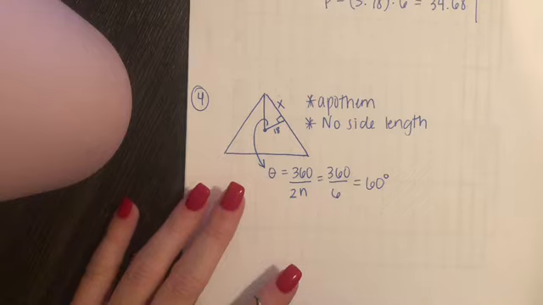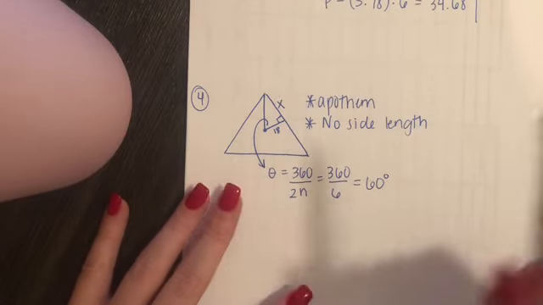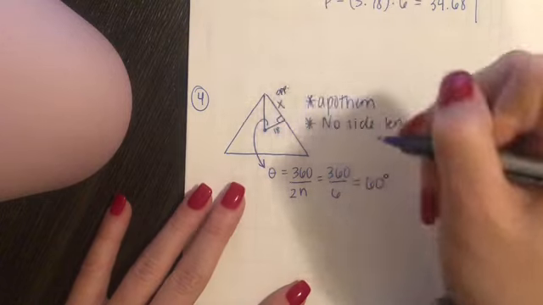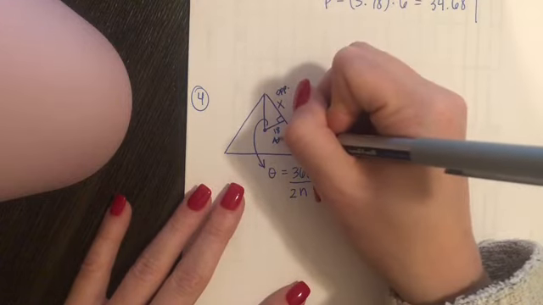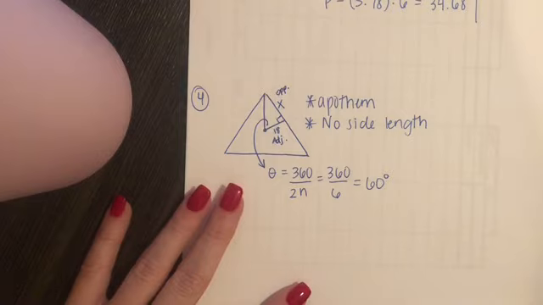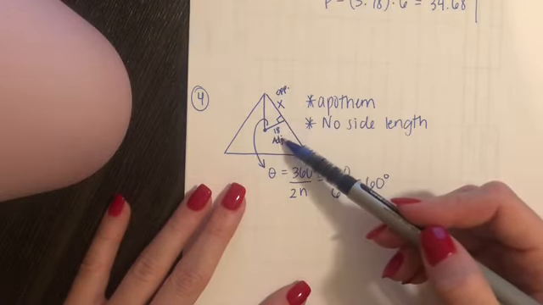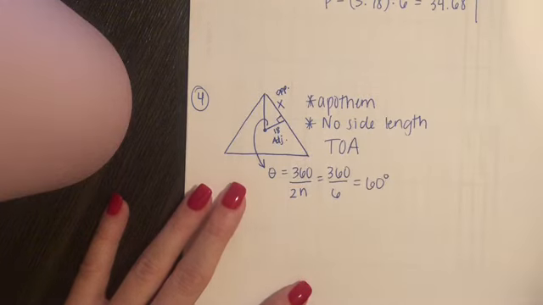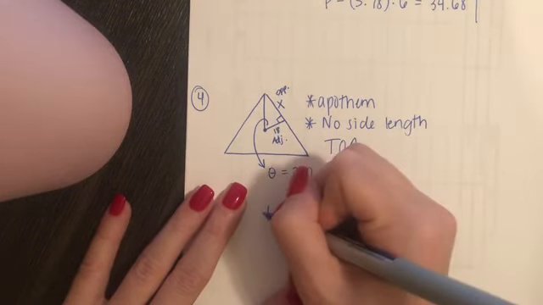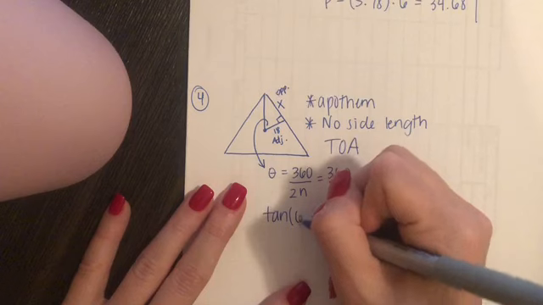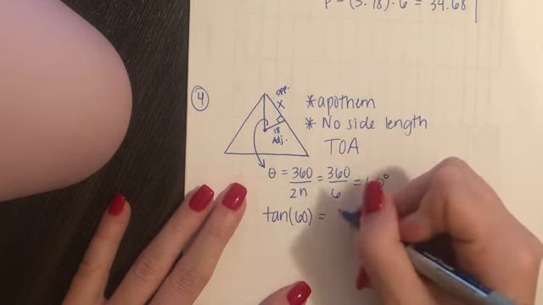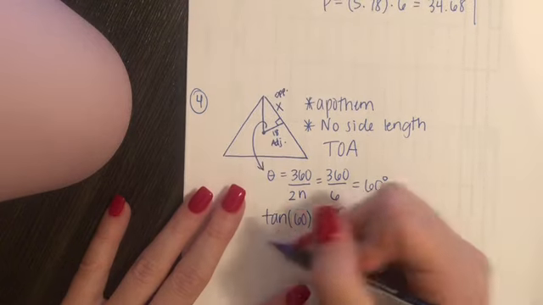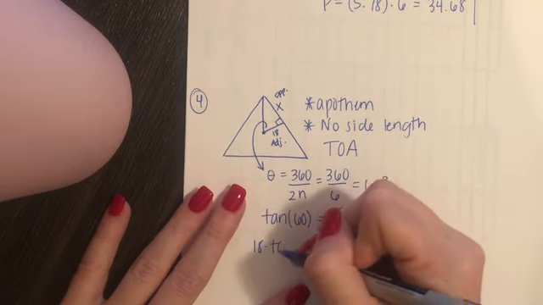Now we can continue, but I need to figure out which trig function we're going to use. Based on this theta, my x is opposite, and my apothem is my adjacent. Opposite and adjacent, that sounds like TOA, opposite over adjacent. So let's use our tan function. Tangent of 60 degrees equals opposite over adjacent. We're going to multiply by 18 on both sides.